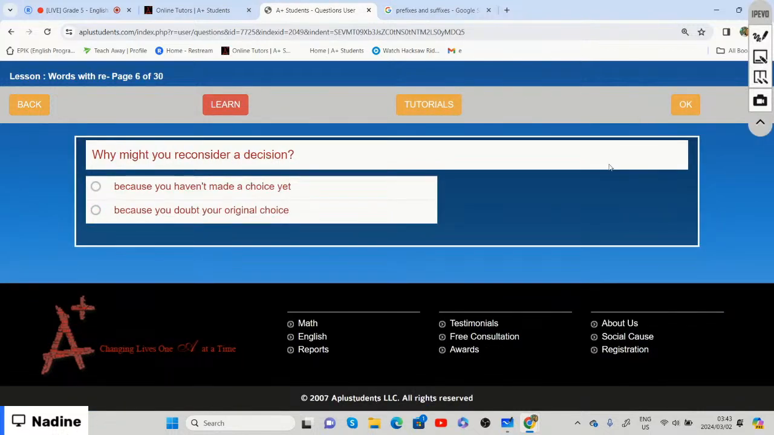All right. So we say the re means again, right? So why might we reconsider a decision or reconsider doing anything? Remember, re means again. So it's like saying, I'm going to consider this thing or this person again. So why might we reconsider a decision? Is it because you haven't made a choice yet or because you doubt your original choice?